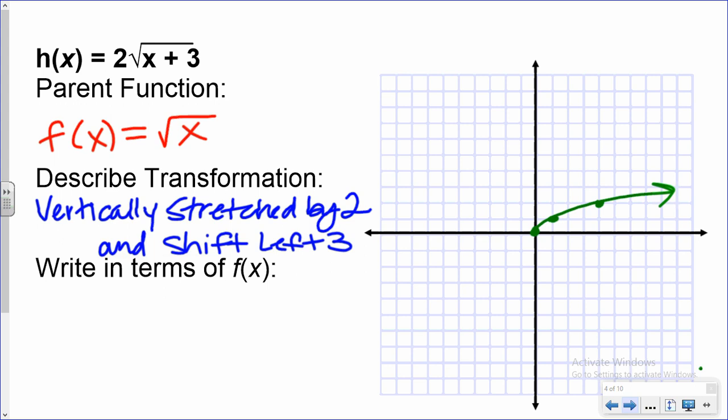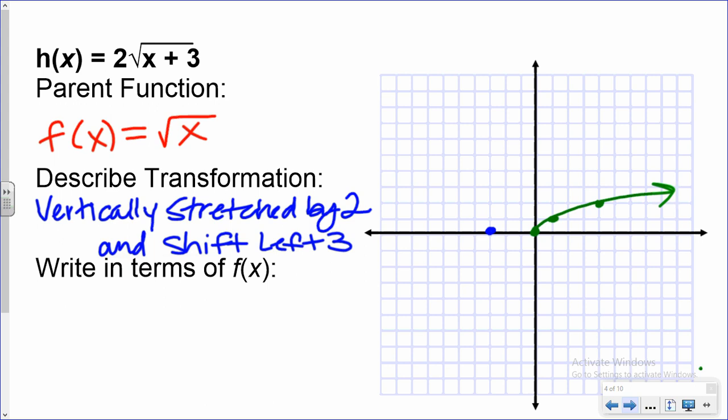Okay? So this is what we're going to do. We're going to take these coordinates, we have to vertically stretch them by 2. Remember, we are vertically stretching, we are taking the y coordinates and multiplying them by that c value. So what is the y coordinate at this point? 0 multiplied by 2. Okay, then we shift it left 3.